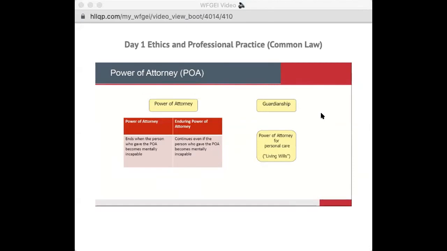So in the power of attorney situation, what you've got essentially is two different kinds of powers of attorney. One of them is what we call the power of attorney for personal care. Another name for it is living wills. So basically, this is a power of attorney that you're giving to somebody should you get to a point where, regarding your health, you can no longer make decisions for yourself. So what you would do, obviously, is you would give that power to somebody else.